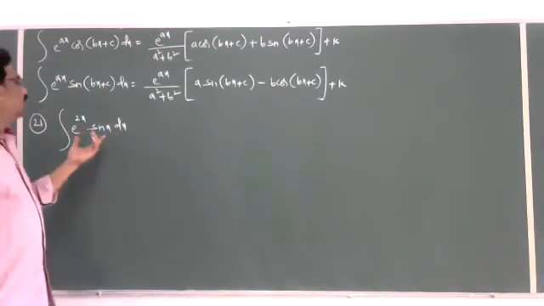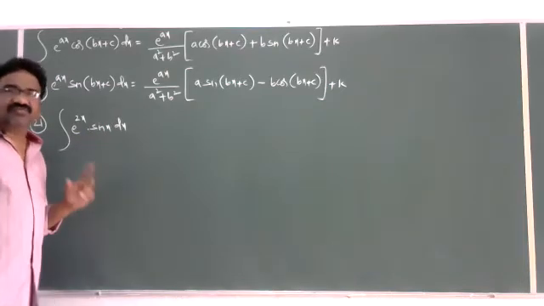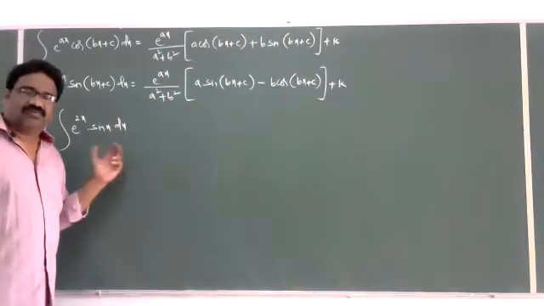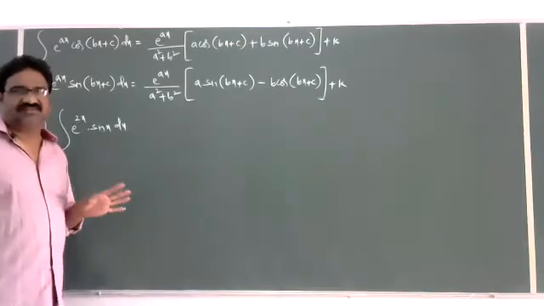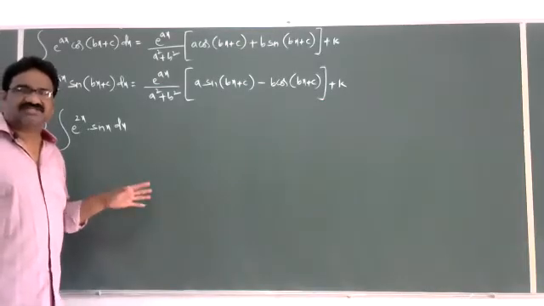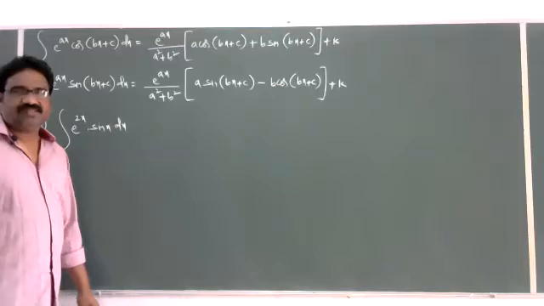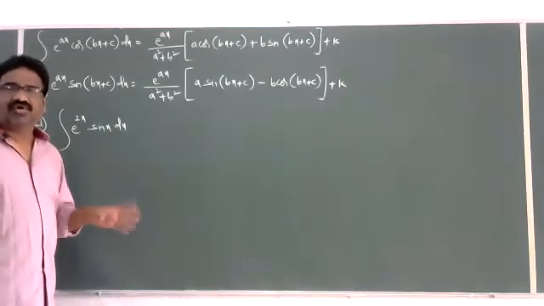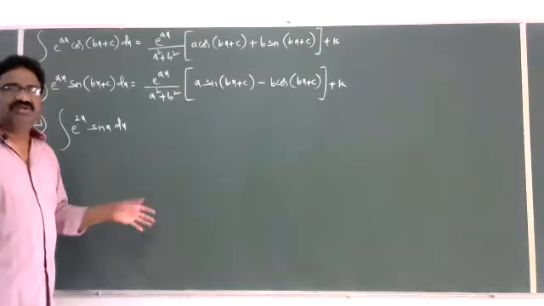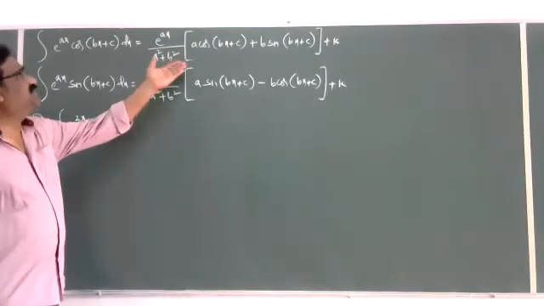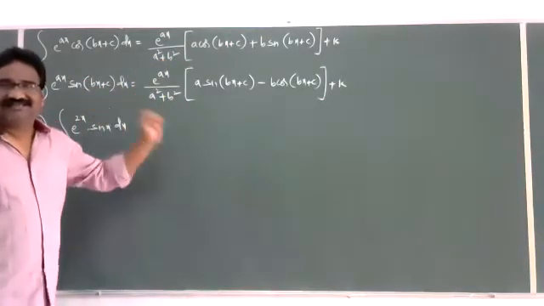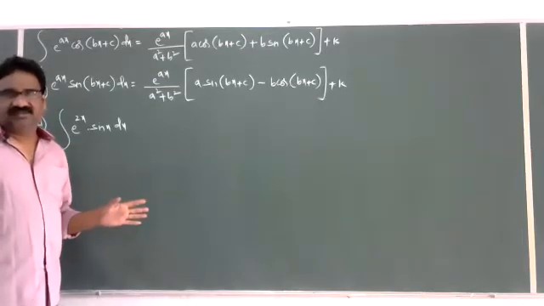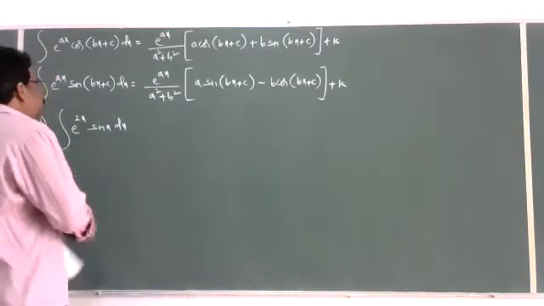For example, this problem may be given for 1 mark or 2 marks, or 3 marks also. For 1 mark and 2 marks, you can use the formula. For example, if this problem is given for 5 marks or 4 marks, then you go for how the theorem is proved. In the same way, you can prove this problem also. That is the way.